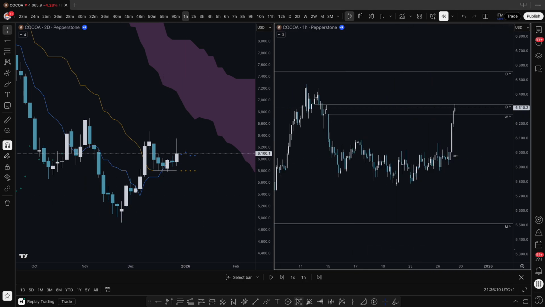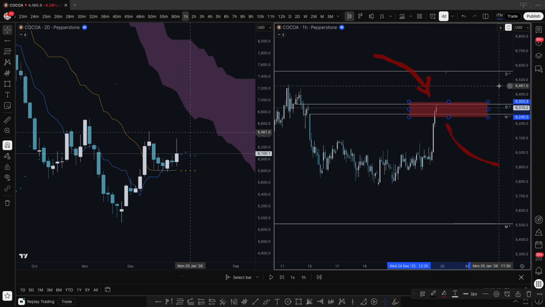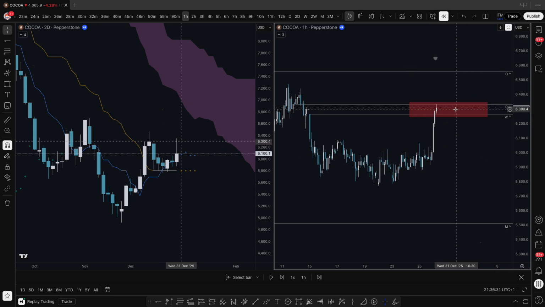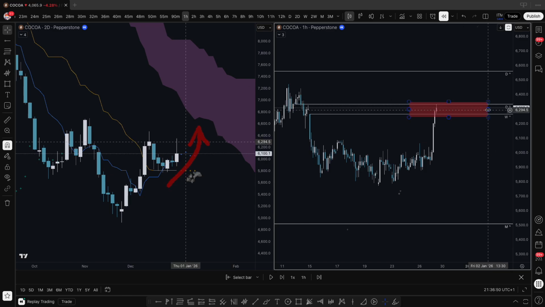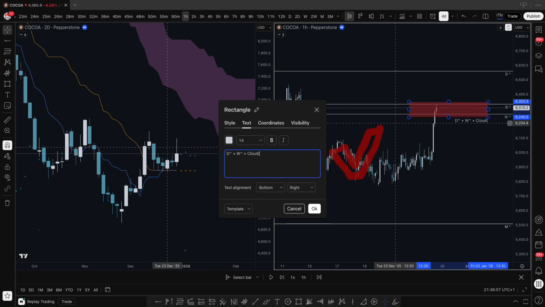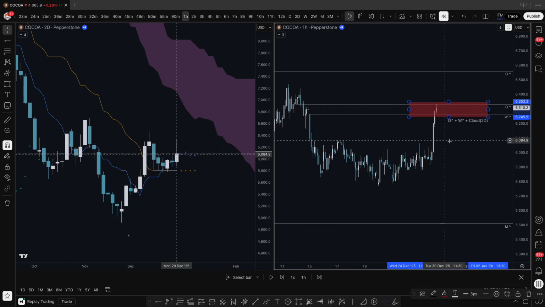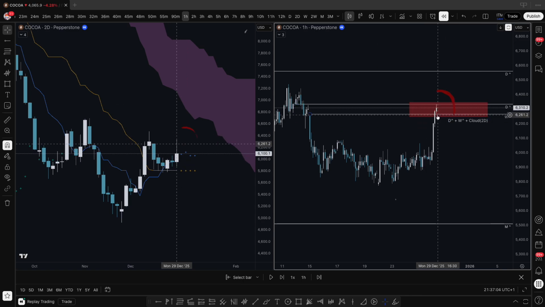Alright, so what do we have now? We have this zone, in which for the time being we have a daily level and also a weekly level. And how does it align with Ichimoku? It aligns quite well, because we are near a resistance zone as well. We are near the Kumo cloud, so let's write it down. Alright, so this is our first and main confluence, which we will be building our trade setup on.